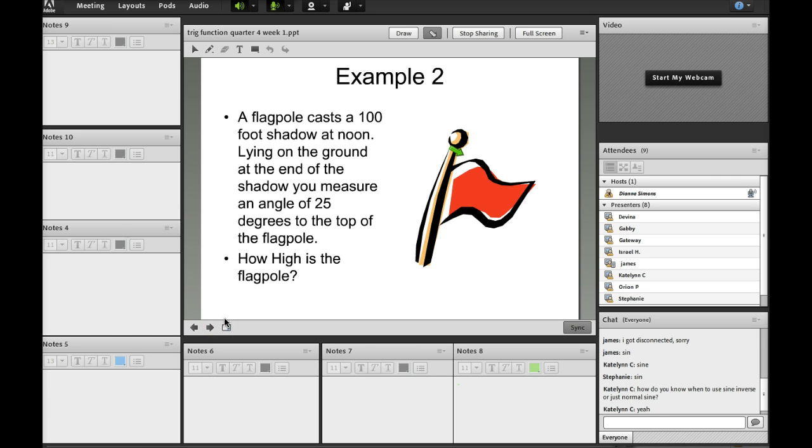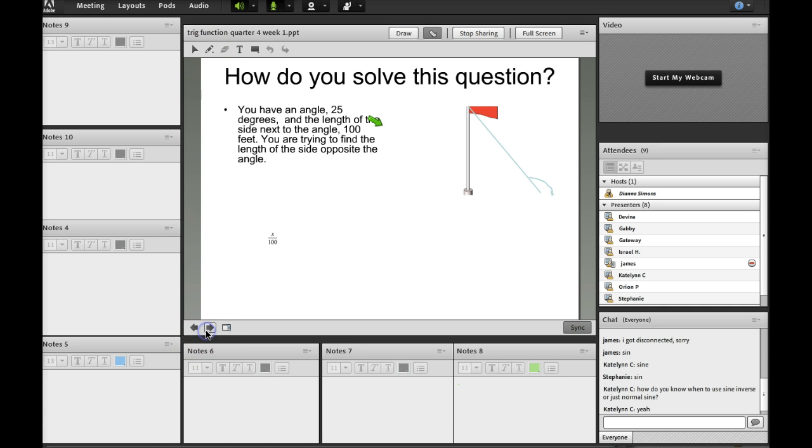All right, so now what we're going to do is look at how to apply this to a word problem. So we have a flagpole, and it casts a 100-foot shadow at noon. So you're lying on the ground at the end of the shadow, and you measure an angle of 25 degrees to the top of the flagpole. Now what we want to know is how high the flagpole is. So this is where we know the angle and we know a side. So what we're going to do is figure out this triangle, okay?